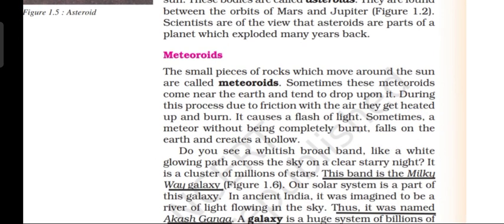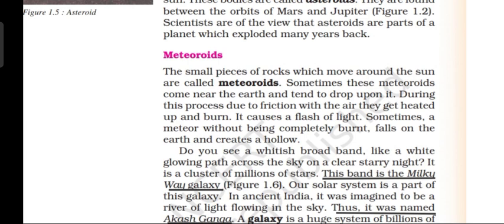Now coming to meteoroids. The small pieces of rocks which move around the sun are called meteoroids. Sometimes these meteoroids come near the earth and tend to drop upon it. During this process, due to friction with the air, they get heated up and burn. It causes a flash of light. Sometimes a meteor, without being completely burnt, falls on the earth and creates a hollow.